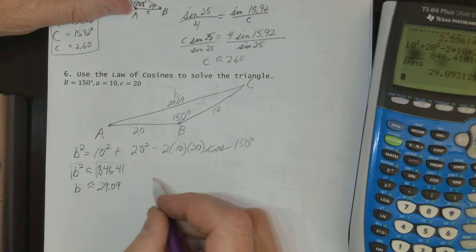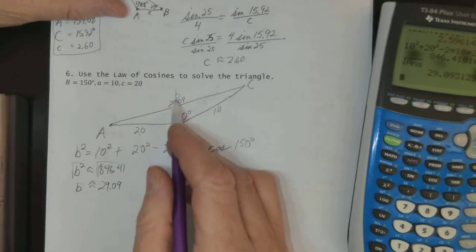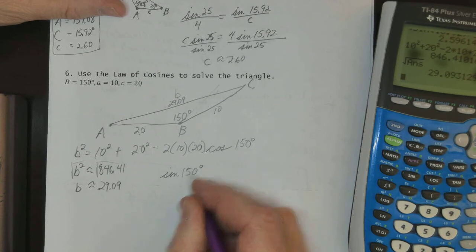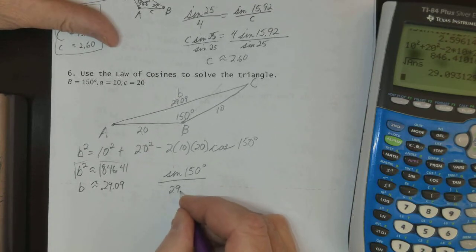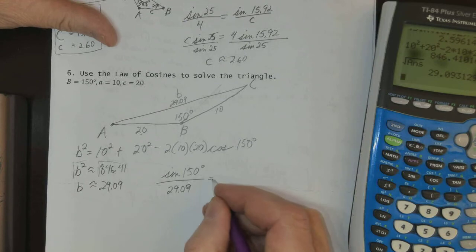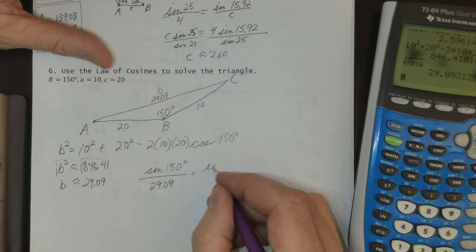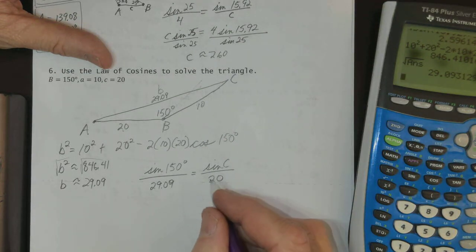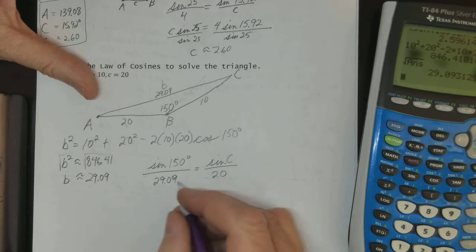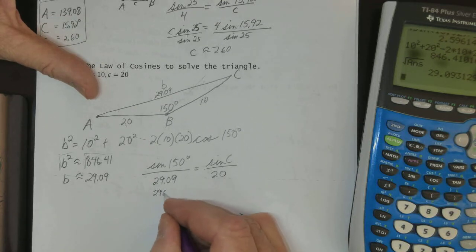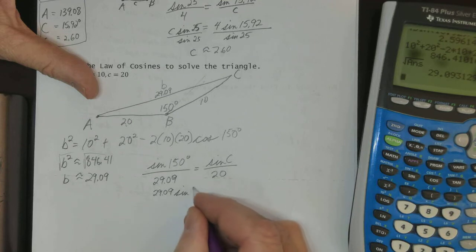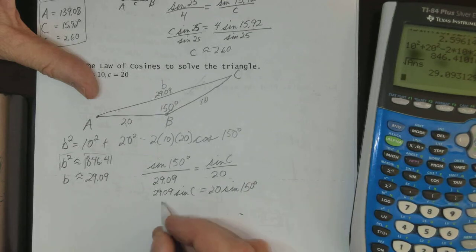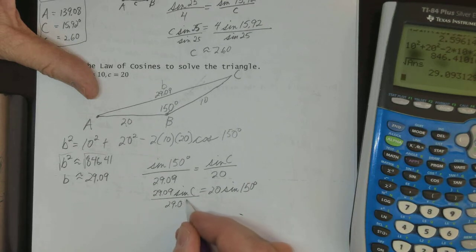And then rather than use law of cosines again, I'll go to law of sines since we have an angle and its opposite side given. So the sine of 150 degrees over 29.09 is equal to the sine of C over 20. And 29.09 times the sine of C is equal to 20 times the sine of 150 degrees. I'll divide by 29.09.